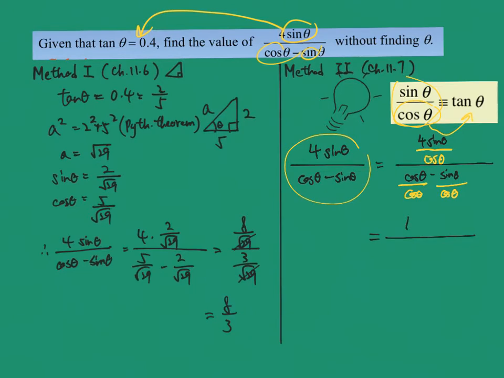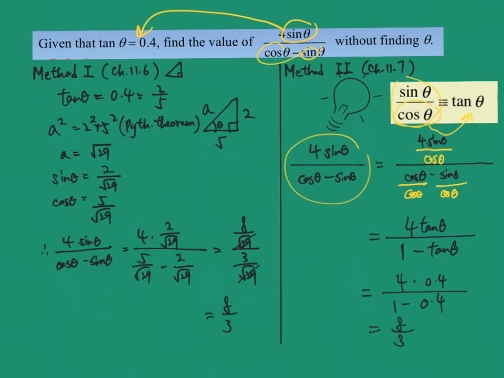Then for the numerator, sine over cosine equals tangent. Therefore, I got 4 tangent theta in the numerator. How about the denominator? Cosine over cosine becomes 1, and then minus sine over cosine again, then minus tangent theta. Oh, we have done, as we have changed everything from sine, cosine to tangent already. As we know the value of tangent theta is 0.4, it is given. Then next, just do it by substitution, and by calculator, you can also get 8 over 3.